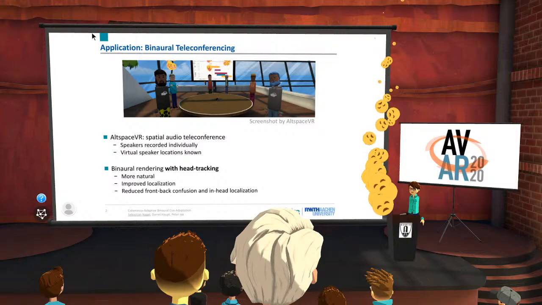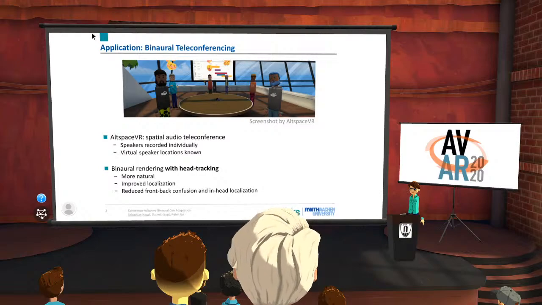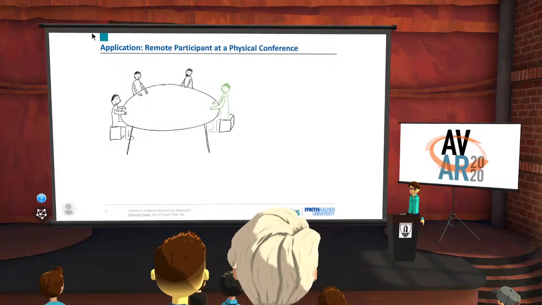So yes, as a motivation, I was just saying that we're experiencing the benefits of spatial audio for teleconferencing, and it works in AltSpace because we can use binaural rendering, because we have individually recorded speakers and also known speaker locations. And if you're lucky and you're using a head-mounted device, then you can even have head tracking, which is also quite beneficial.